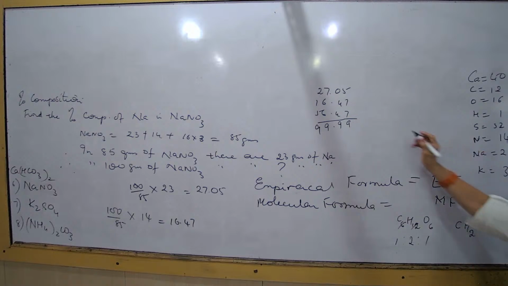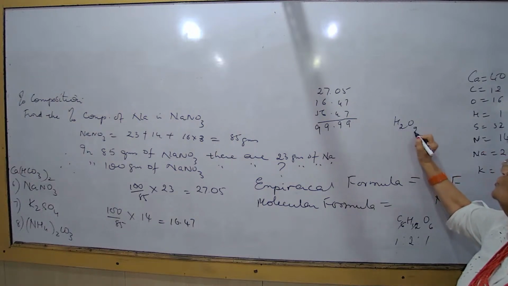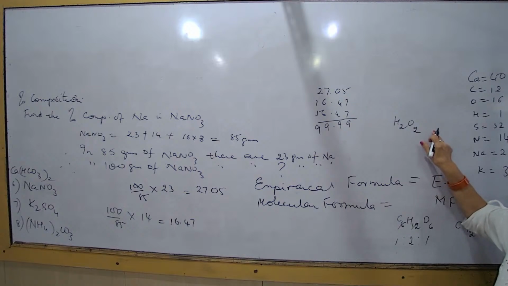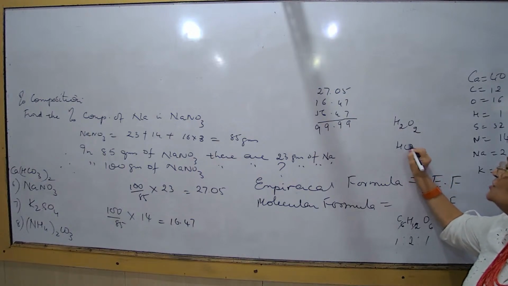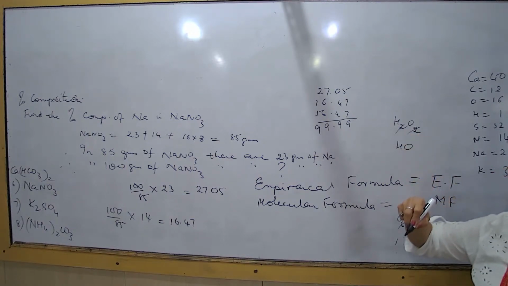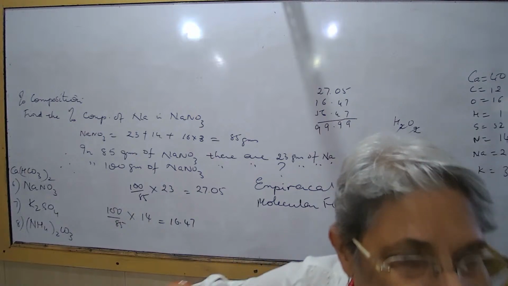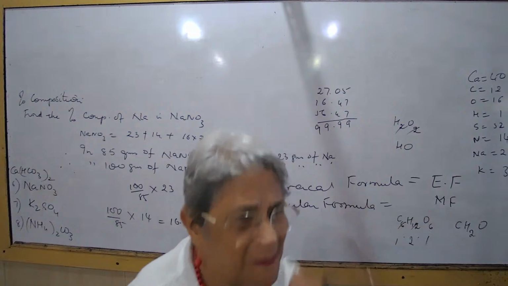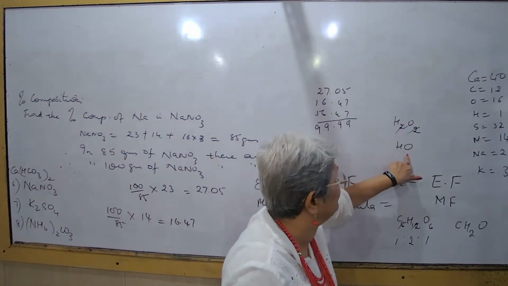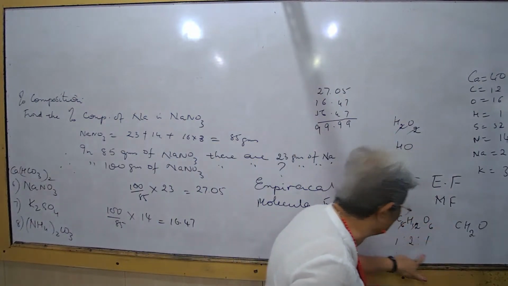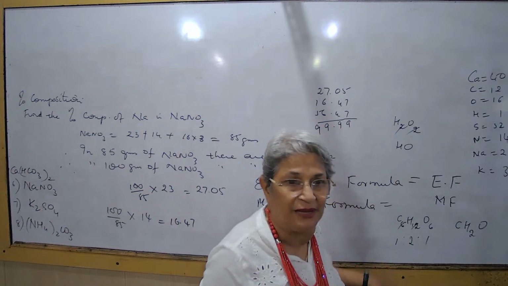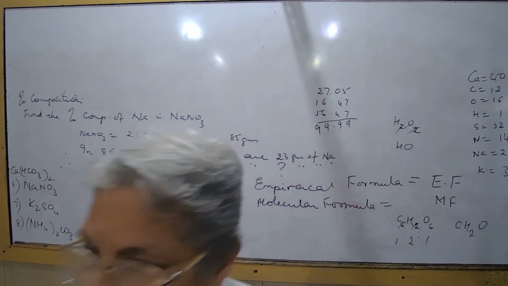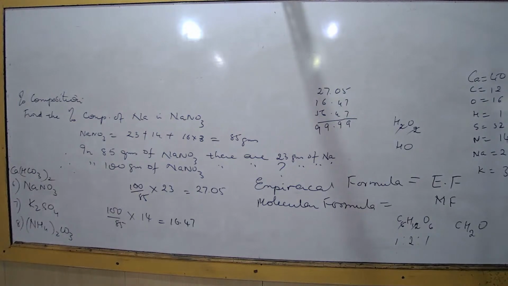So suppose you have H2O2. This is hydrogen peroxide, the molecular formula, and the empirical formula is HO. Take out the common factor. The empirical formula will tell you the simplest ratio of the elements present in the compound. The molecular formula tells you the total number of atoms present in the compound.